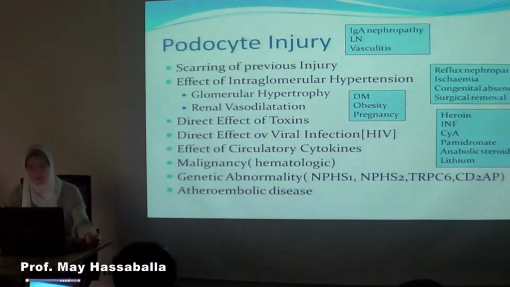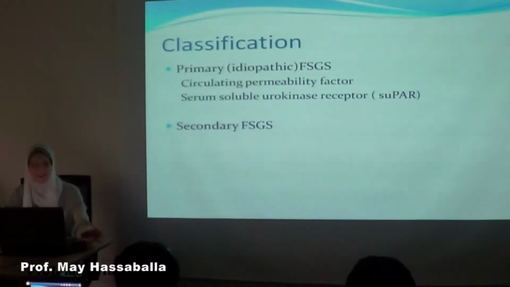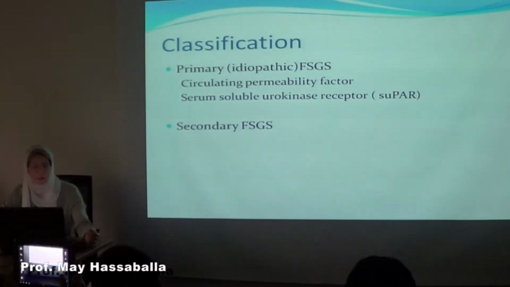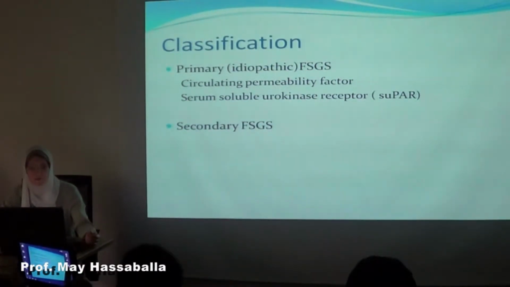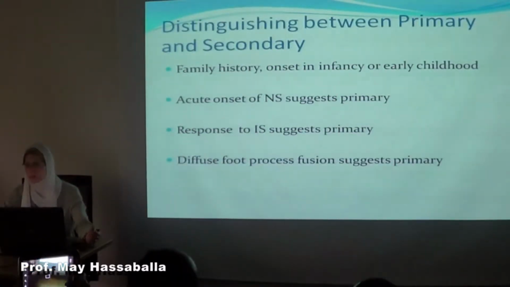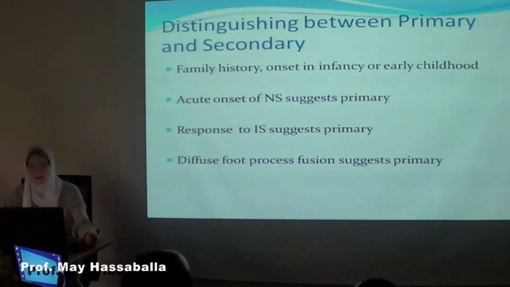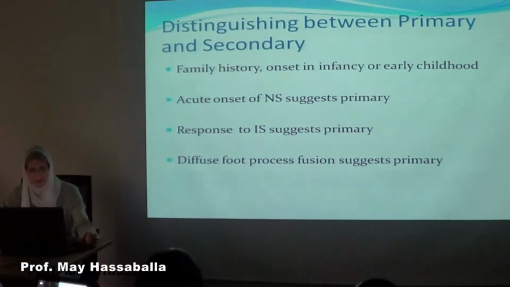And just before leaving the pathogenesis, I'd like to highlight the pathogenesis of the primary FSGS, because this is something that is recently documented, that it is due to a circulating permeability factor, which is suPAR, the soluble urokinase receptor. Okay, so how do we distinguish? This is our very difficult question. How can we distinguish between primary and secondary?